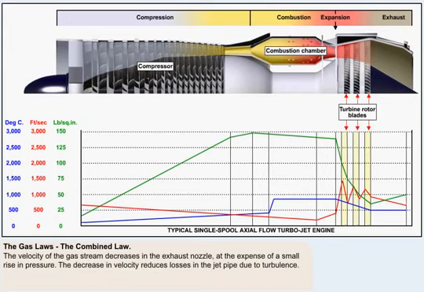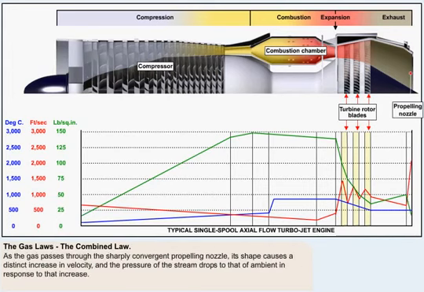The gas stream is then directed into the exhaust nozzle, where the velocity decreases at the expense of a small rise in pressure. This decrease in velocity assists in maintaining the losses in the jet pipe due to turbulence at a minimal level. Finally, as the gas passes through the sharply convergent propelling nozzle, the duct shape causes a distinct increase of velocity, and the pressure of the stream drops to that of ambient in response to that increase.